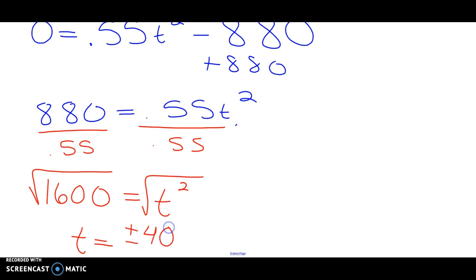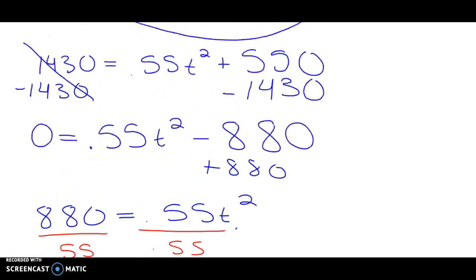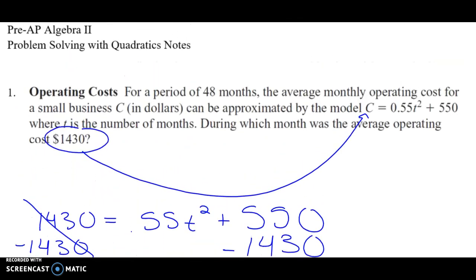But now, this is a real-world application. Yes, mathematically, if you take the number negative 40 and plug it back into that formula, it will work. But we have to go back and remember what it is asking me and what the context is. It says for a period of 48 months. So does it make sense to say the negative 40th month?